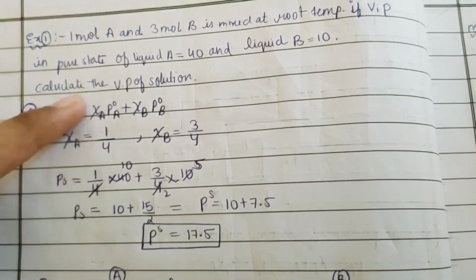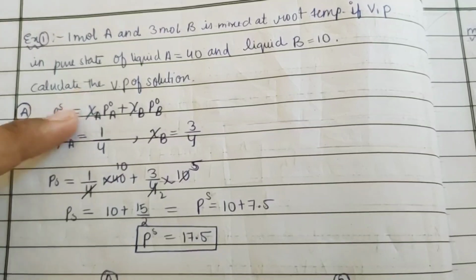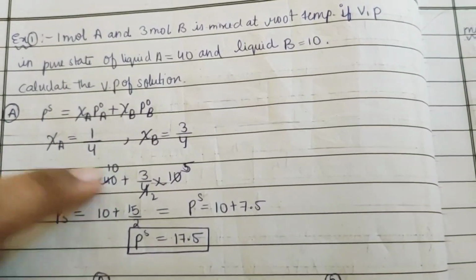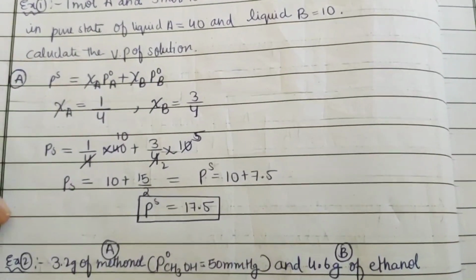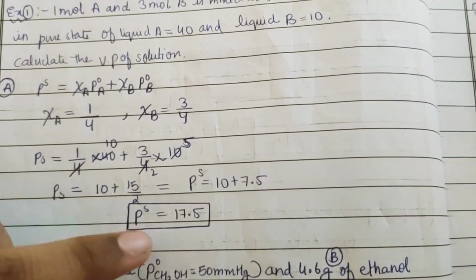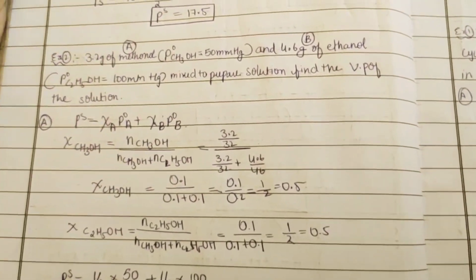Here Ps equal to 1 by 4 into 40, since Pa naught is given as 40, and Pb naught equal to 10. So 1 by 4 into 40 equal to 10, and 3 by 4 into 10 equal to 7.5. So we can add them and we get 17.5.